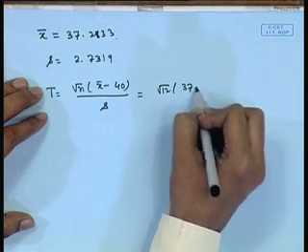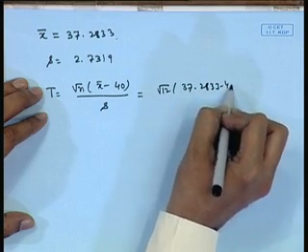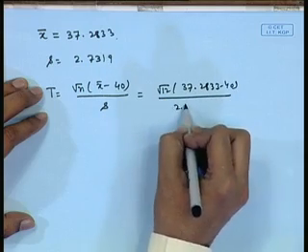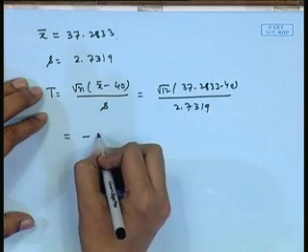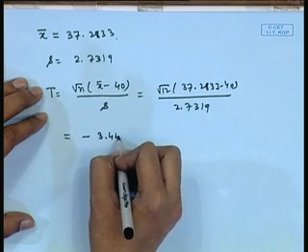The T value, that is root n times x bar minus 40 divided by S, that is root 12 into 37.2833 minus 40 divided by 2.7319. This value turns out to be minus 3.4448.